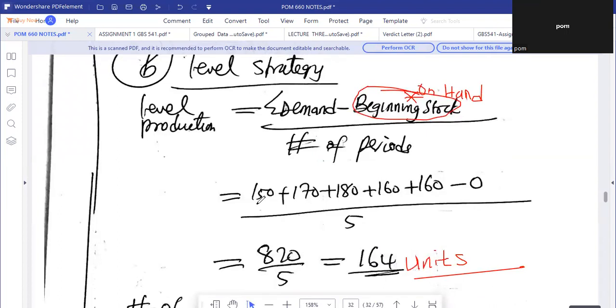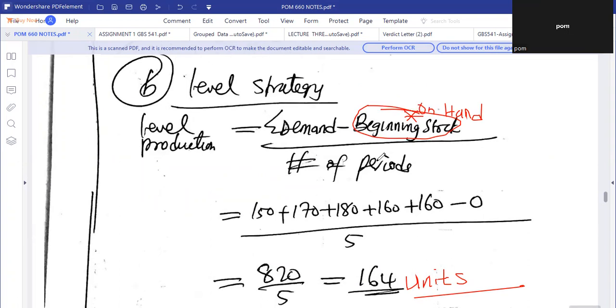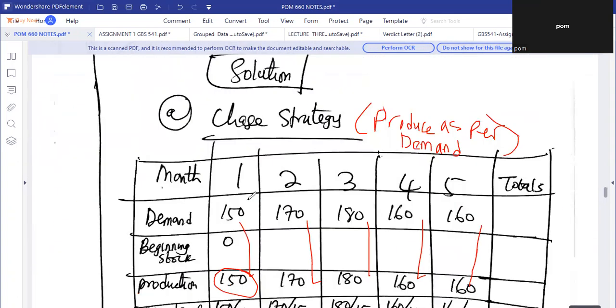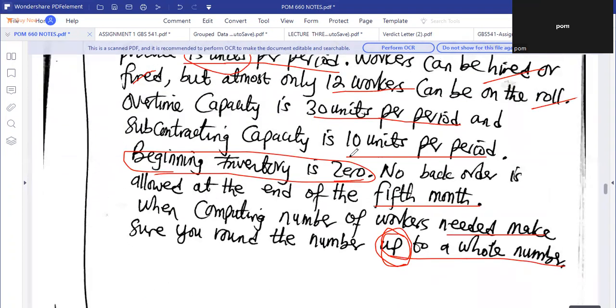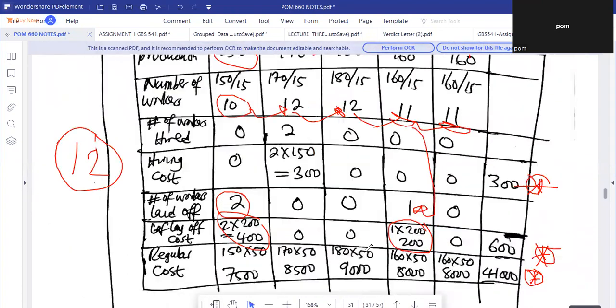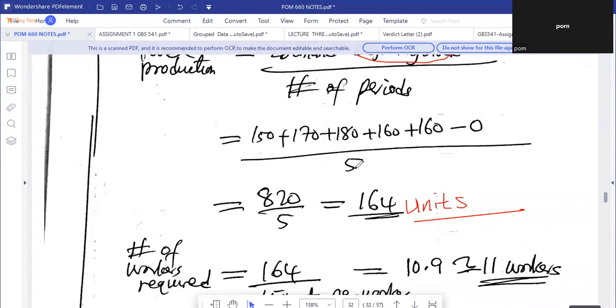So here we are aggregating the demand. We sum the demand, adding all these. The 0 is because the beginning stock in the question has been given as 0. This is our beginning stock in the question. So after adding and dividing by the number of periods, we need 165 units. So we are able to produce per month. These are the units that we're supposed to produce per month, regardless of demand.